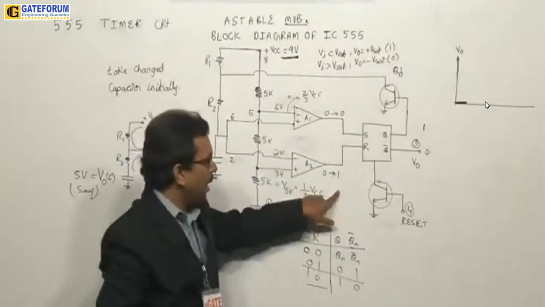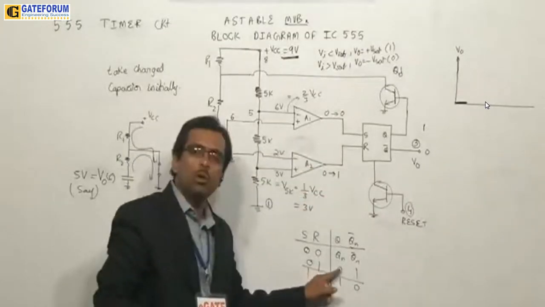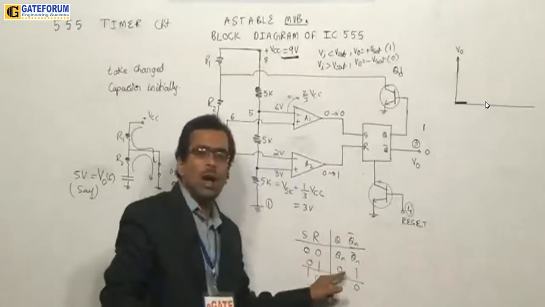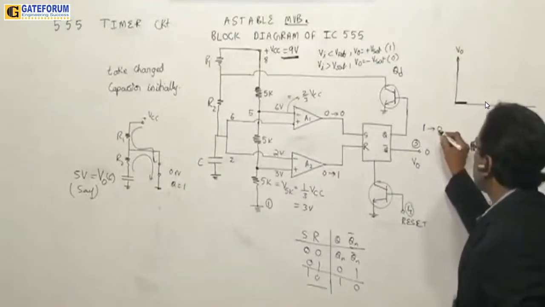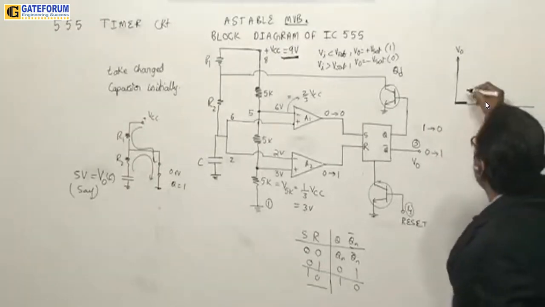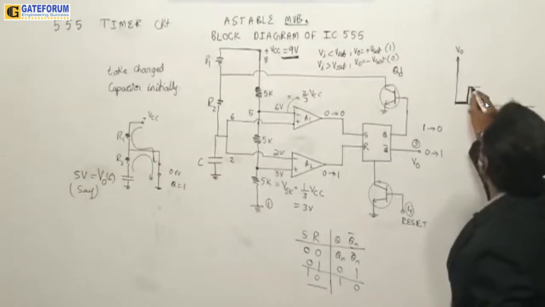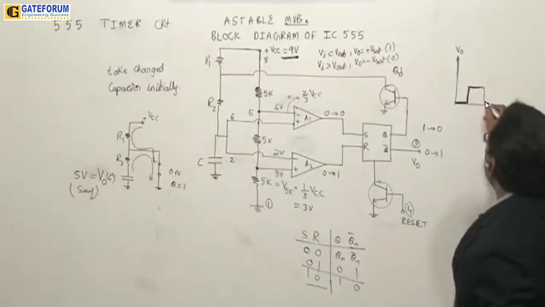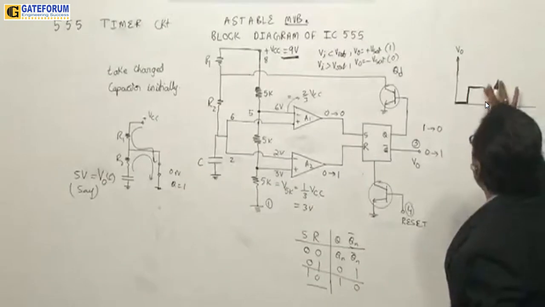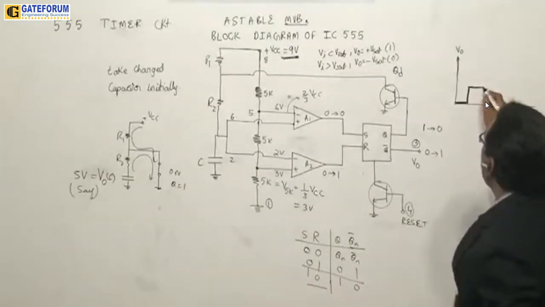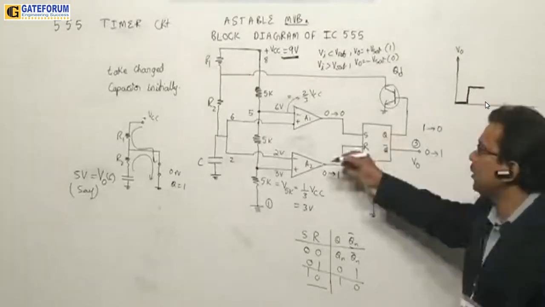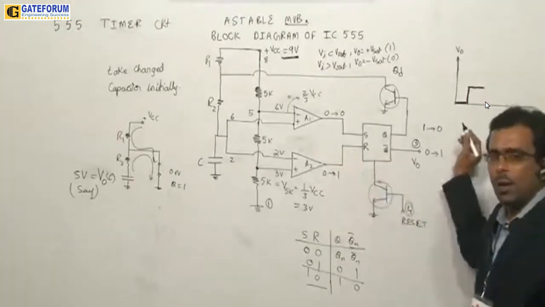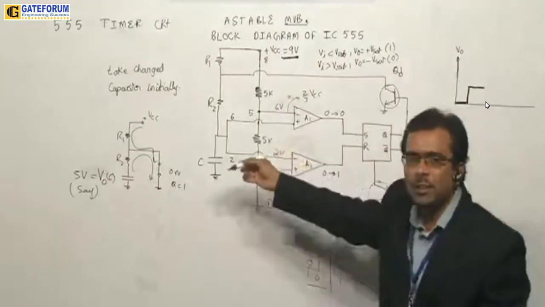Now here this has changed to 1. When S is 0 and R is 1, the output of this circuit is going to change: Q remains 0 and this becomes 1. Now you can see the output of the circuit is going to change from this point like this. Now the question is how long it will remain in this position. As long as this is working with this condition, it will remain like this.